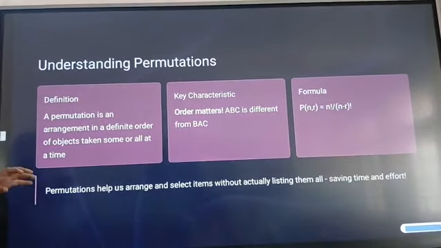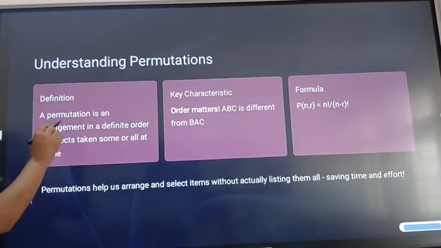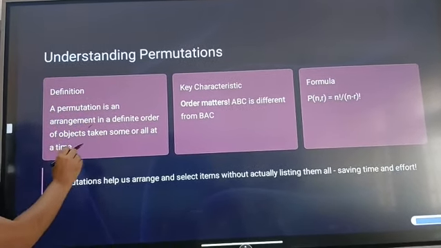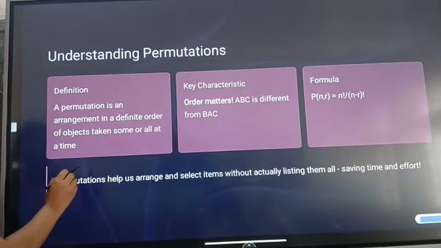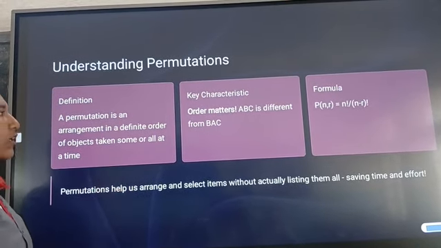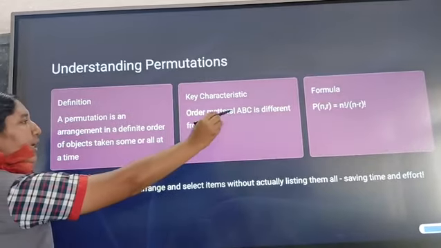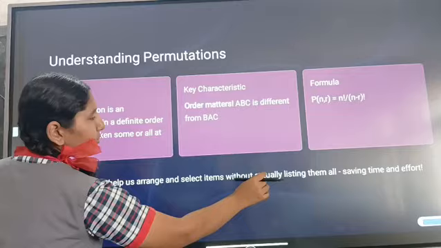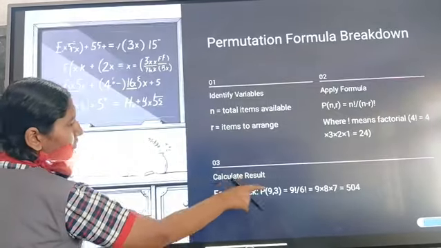Now we'll understand permutation. First, the definition. Permutation is an arrangement in a definite order of objects taken some or all at a time. The key characteristic is that order matters. Here ABC is different from BAC. And we look at the formula.